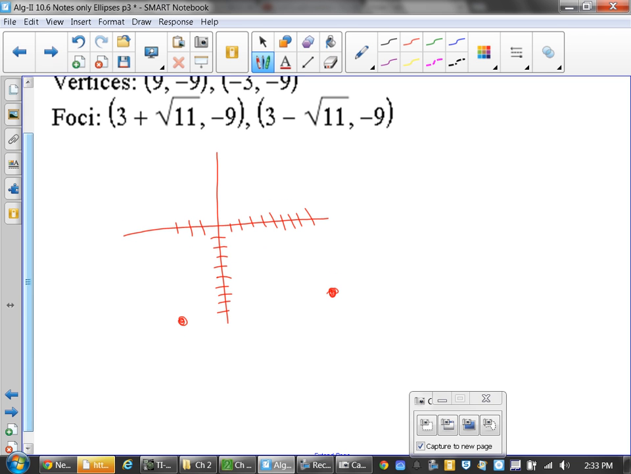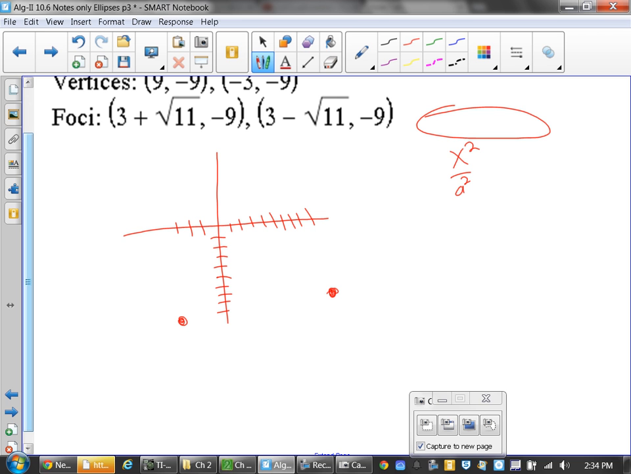I know that those are my vertices. My vertices are horizontal from one another. That means it's got to be moving horizontal. Okay? So is this an x squared or a y squared ellipse? It's an x squared. Here's what I'm going to do. I'm going to write x squared over a squared just so I don't forget. I know it's not the full generic form, but it's just getting me started.